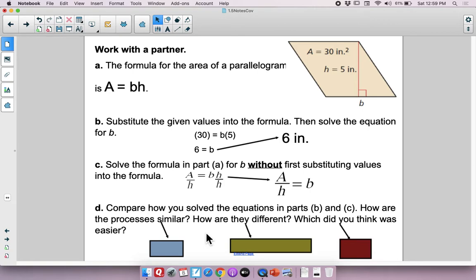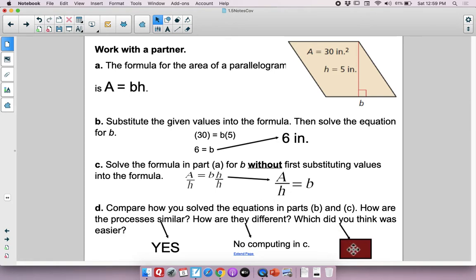Okay. So compare how you solved the equations in parts B and C. What did you notice? After we plugged in here, didn't we divide both sides by 5? Here we didn't plug in, but we still divided by the same thing to both sides, right? So it was similar, right? They're similar because we divided by the same thing. How are they different? Well, in one we divided by a number, and in the other we didn't. So there's no computing. There's no figuring out what 30 divided by 5 was.